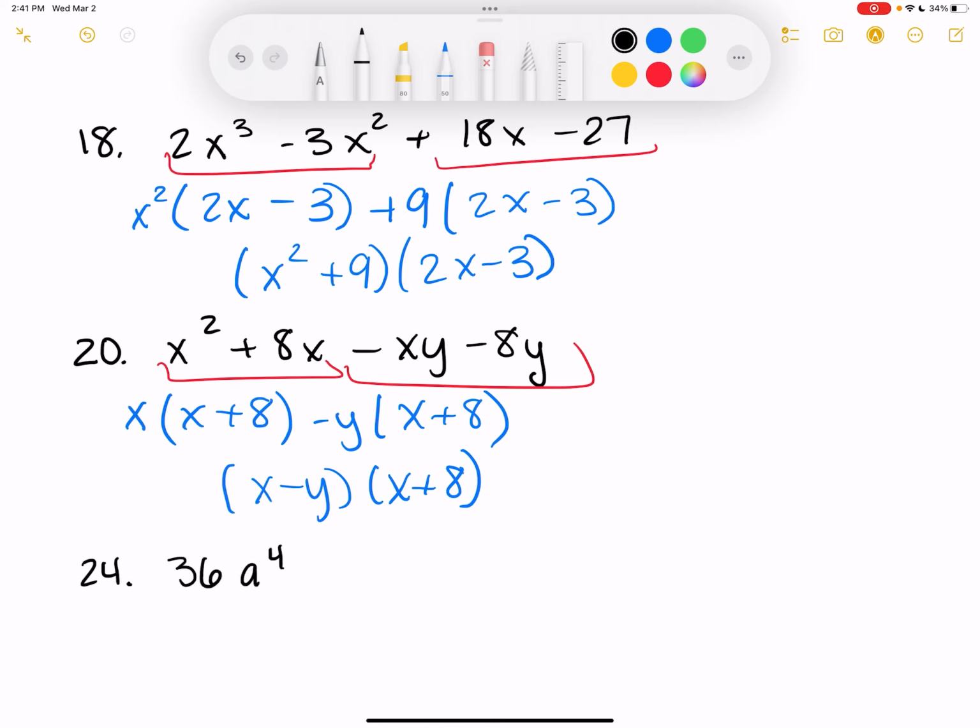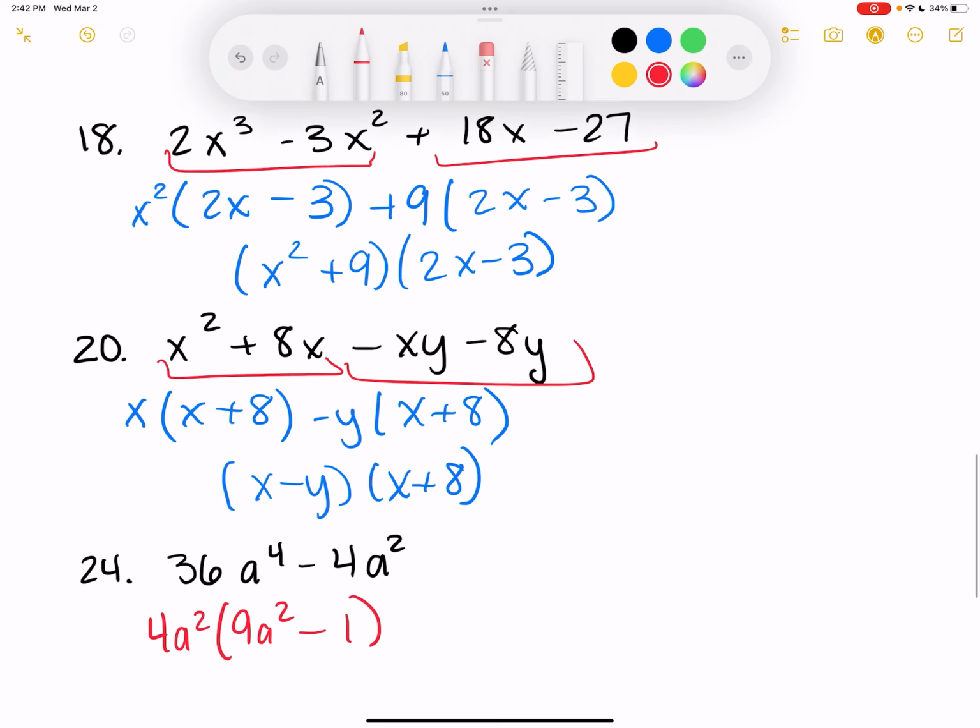36a to the 4th minus 4a squared. You can take 9a squared. I cannot take a 9 out of the second one. Okay, I can take a 4a squared out of both. So what does that leave me with? 9a squared, just minus 1.